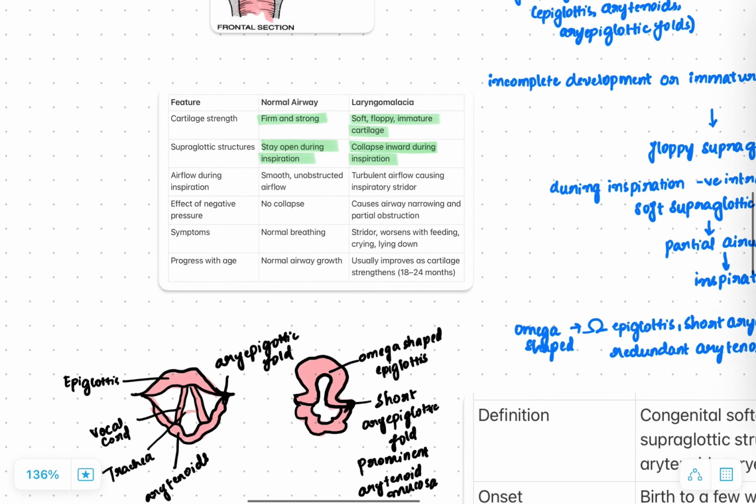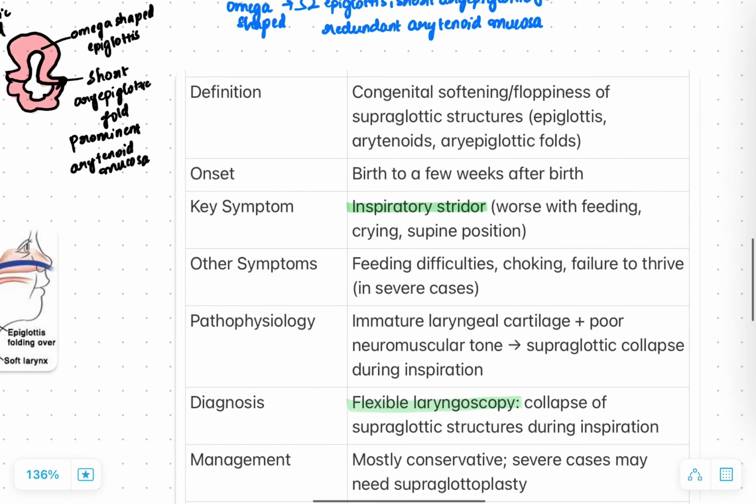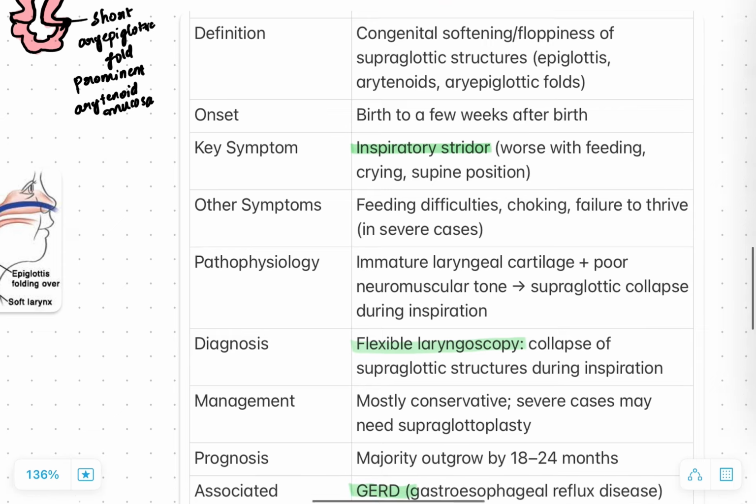This is laryngomalacia. In a normal airway the cartilage is very firm and strong. In laryngomalacia it is soft, floppy and also immature. The supraglottic structures stay open during inspiration, so the airflow is normal. But in laryngomalacia, it will collapse inward, causing stridor. In a normal airway, even though there is negative pressure, there will be no collapse because of the cartilage, which is strong and firm. But here there is soft, floppy, immature cartilage causing collapse, and there is airway obstruction during inspiration causing stridor. So by definition, it is congenital softening or floppiness of the supraglottic tissues.